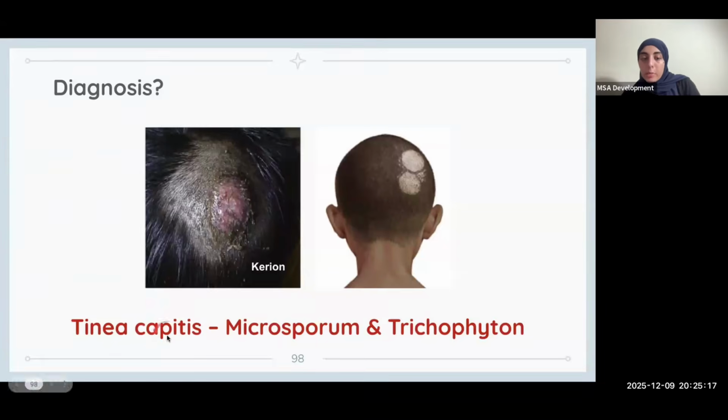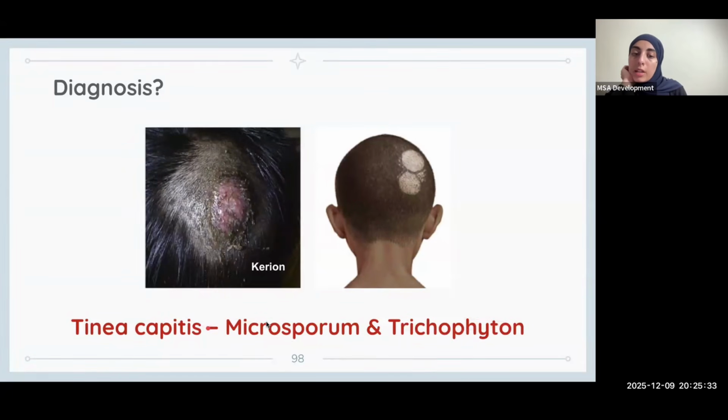This is Tinea capitis because cap, just imagine a cap, someone wearing a cap on their head. So capitis is for cap or for scalp. And this is caused by microsporum and trichophyton.